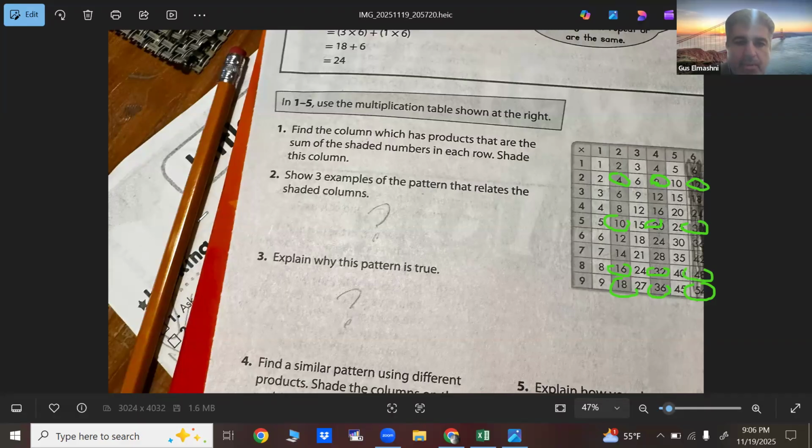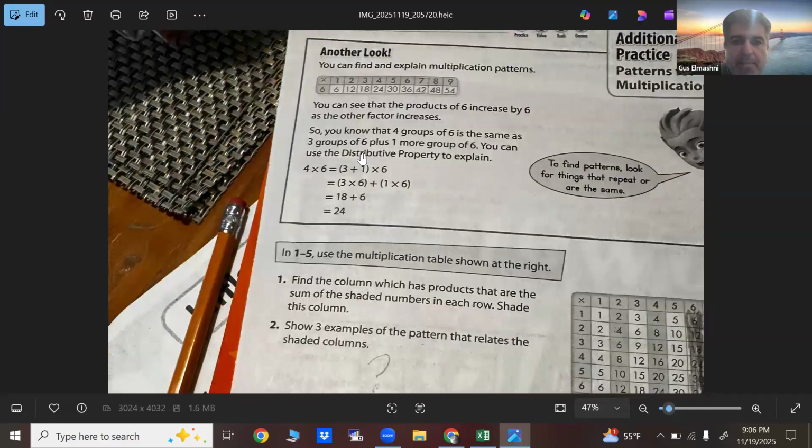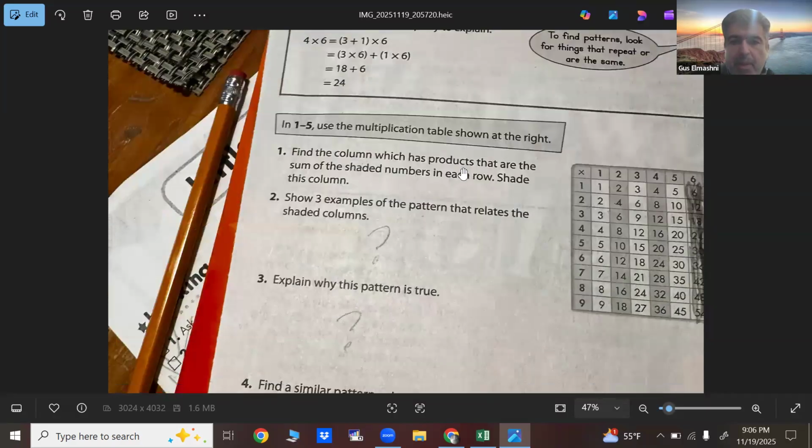Now, for number two, show 3 examples of a pattern that relates to shaded columns. Now, I know it's a little tricky, but if you look at the example, that will really help you out. So, for example, you have 3 times 6 plus 1 times 6. 18 plus 6 gets you 24. So let's take a look at the third row.